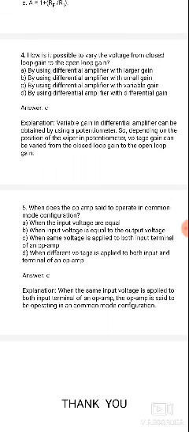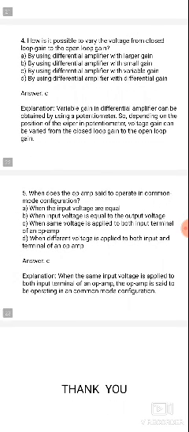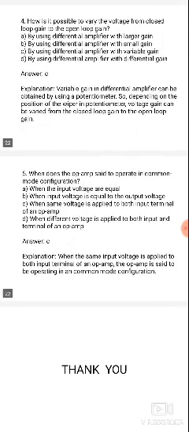Depending upon the position of the potentiometer, the voltage gain can be varied from the closed loop gain to the open loop gain. So the differential amplifier gain can be varied using a potentiometer. That's why the answer is a differential amplifier with variable gain, from the potentiometer.